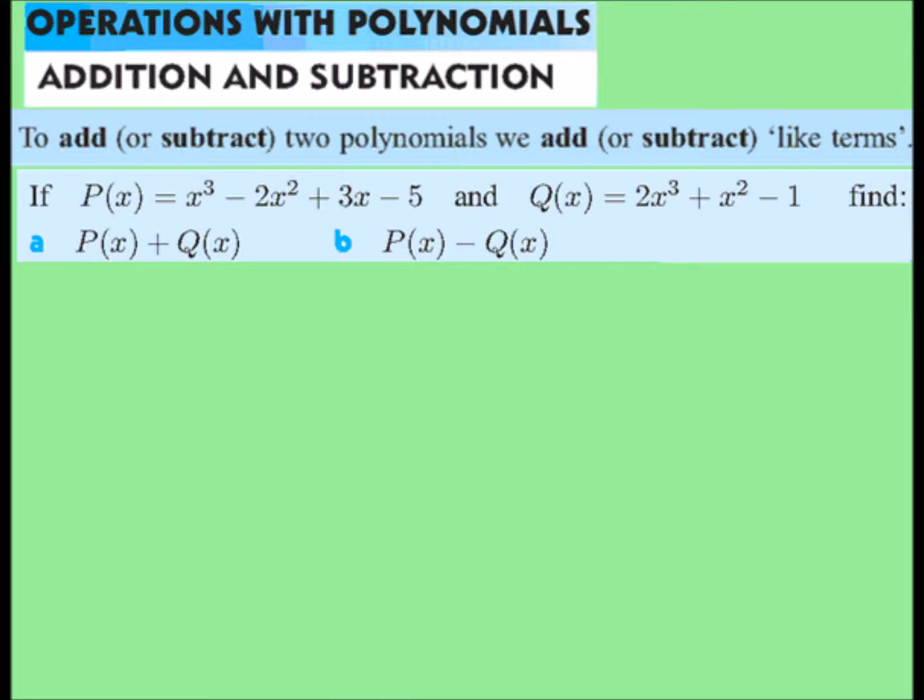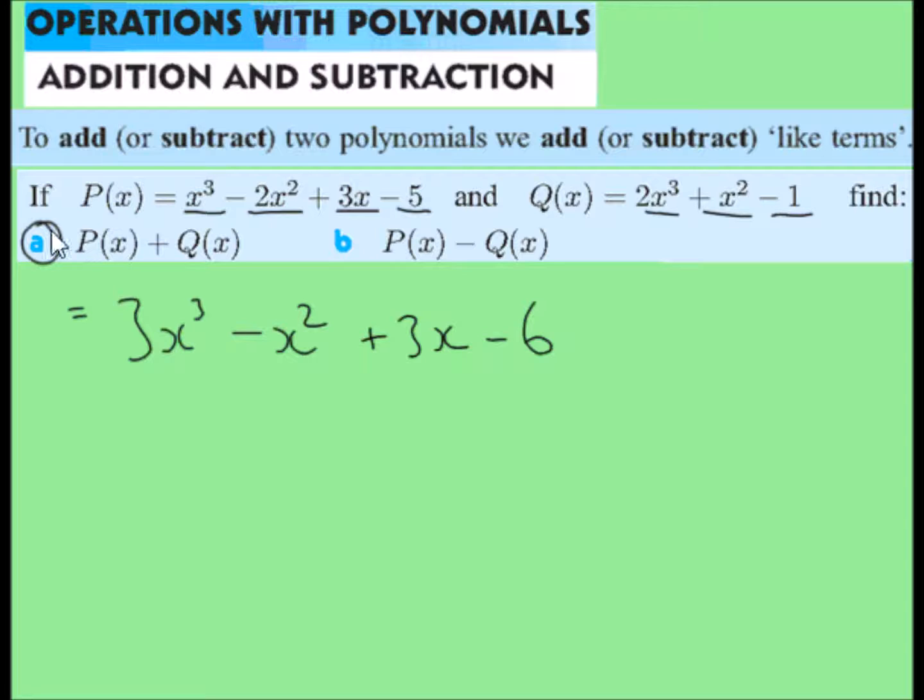First up, the addition and subtraction of polynomials is quite simple. All we do is collect like terms. So for part A, if I were to add these two polynomials, p of x and q of x together, then I would combine the x cubed terms first, and I would get 3 lots of x cubed. Then I would work with the x squared, so I've got minus 2 plus 1, so minus x squared. My x term, I've only got the one x term, and my constant terms, I've got a minus 5, minus 1, so minus 6. So straightforward, just collecting like terms.